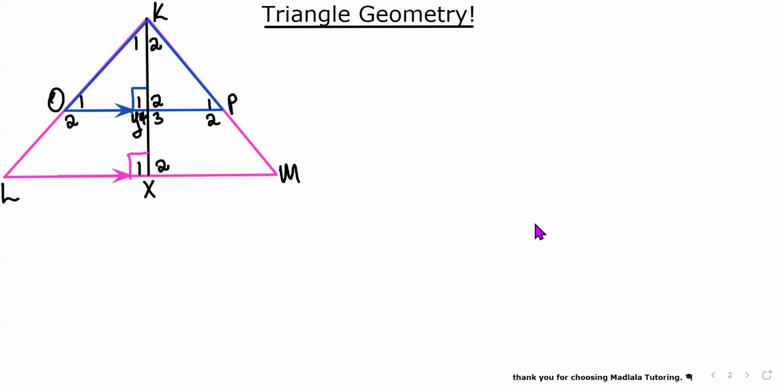Now, this is what the first question is saying for only 3 marks. It says, please prove that triangle KOP is similar to triangle KLM. Well, this is what they say. Now, what is KOP? It's the smaller one. What is KLM? The bigger one. That's fine.